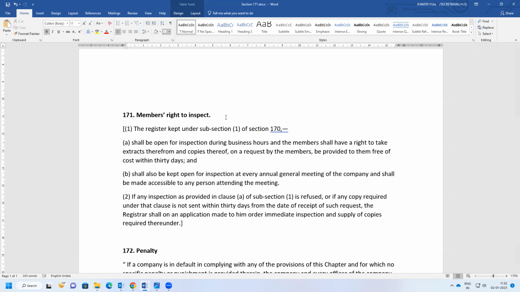Members' right to inspect. The register kept under subsection 1 of section 170 shall be open for inspection during business hours, and the members shall have a right to take extracts therefrom and copies thereof on a request by the members, be provided to them free of cost within 30 days, and shall also be kept open for inspection at every annual general meeting of the company, and shall be made accessible to any person attending the meeting.